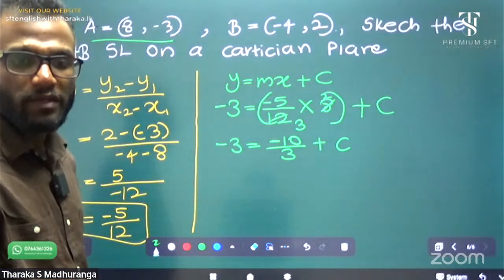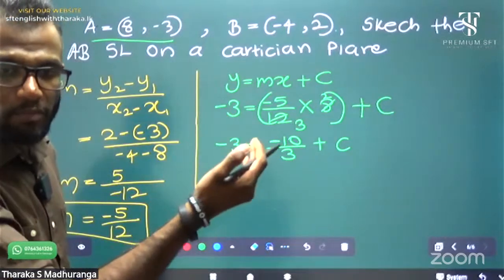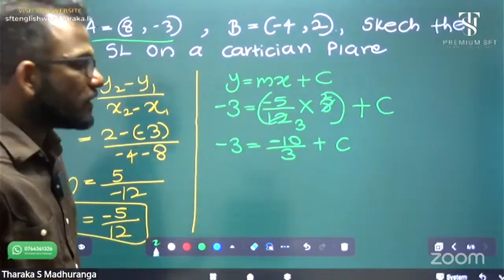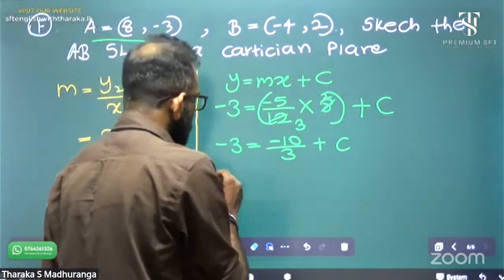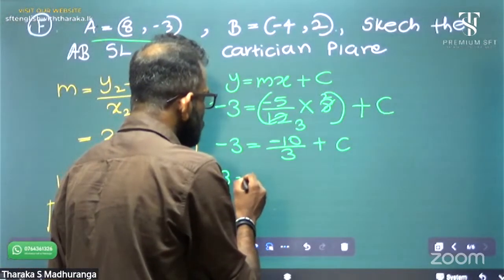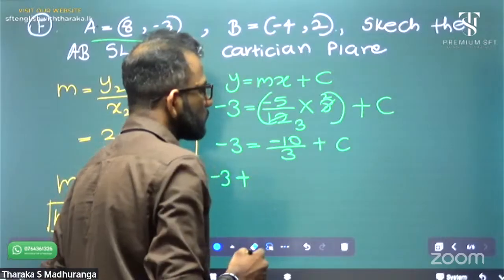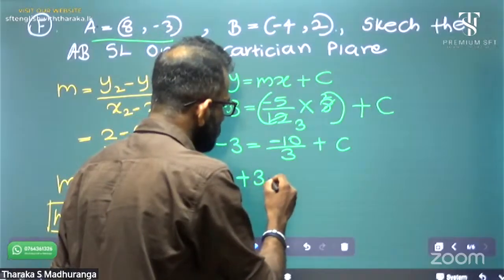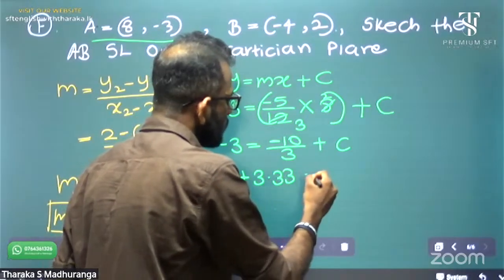Okay, how to calculate c now? Minus 10 over 3, we bring it to this side. Minus 3 equals, what's the value of 10 over 3? 10 over 3 is 3.33, right? Plus 3.33 equals c.